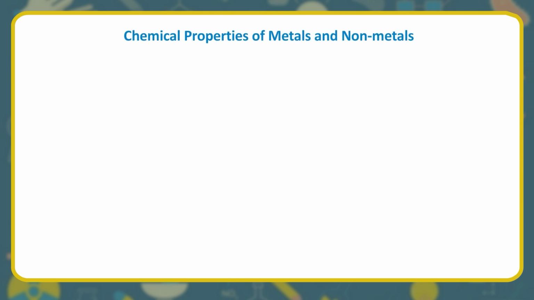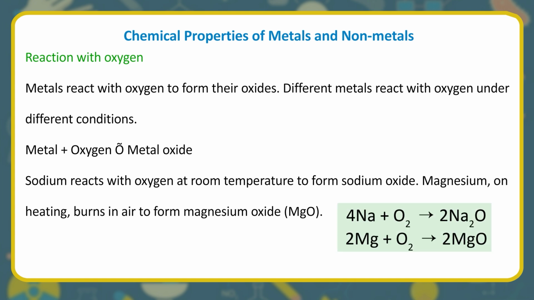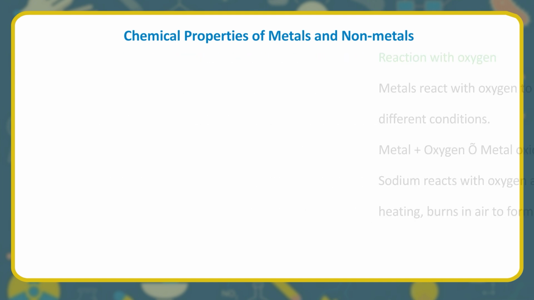Chemical properties of metals and non-metals. Reaction with oxygen. Metals react with oxygen to form their oxides. Different metals react with oxygen under different conditions. Metal plus oxygen gives metal oxide. Sodium reacts with oxygen at room temperature to form sodium oxide. Magnesium, on heating, burns in air to form magnesium oxide, MgO. 4Na + O2 → 2Na2O. 2Mg + O2 → 2MgO.